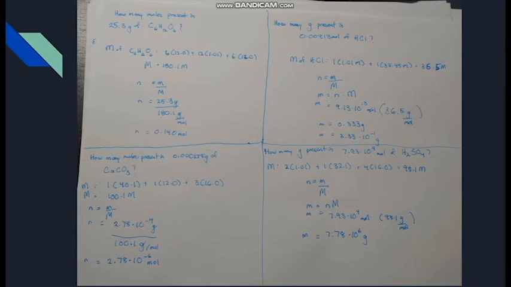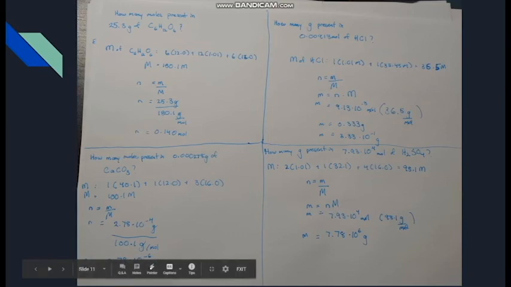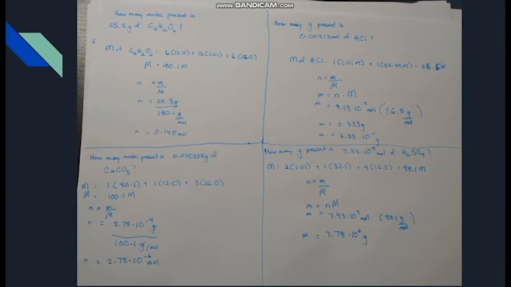So the equation is n is equal to m over M. We rearrange because we're looking for the mass, so m is going to be equal to n times big M. n is going to be equal to 7.93 times 10 to the 4 moles multiplied by 98.1 grams per mole, and we get the mass is equal to 7.78 times 10 to the 6 grams.